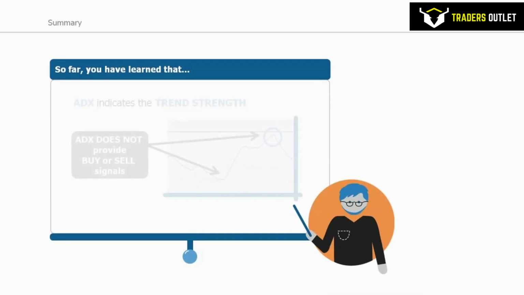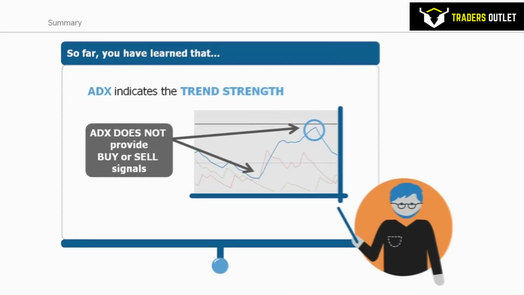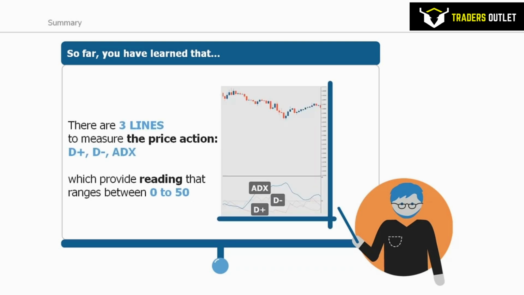So far, you have learned that the ADX is primarily a trend strength indicator. It is a useful confirmation tool, but it does not provide buy or sell signals. It consists of three lines, the D+, D-, and ADX lines, which show the strength of a trend and also indicate which direction to trade in. It provides a reading which generally ranges between 0 and 50.